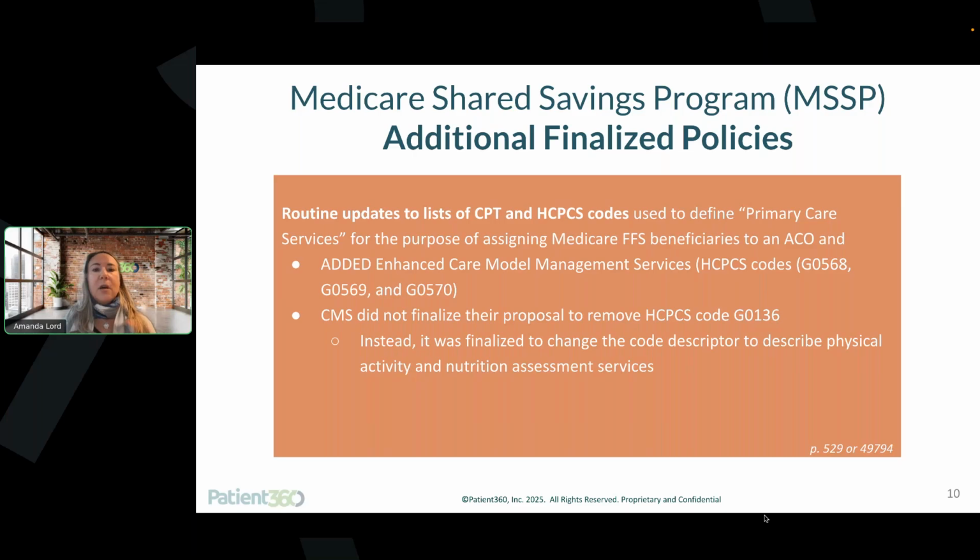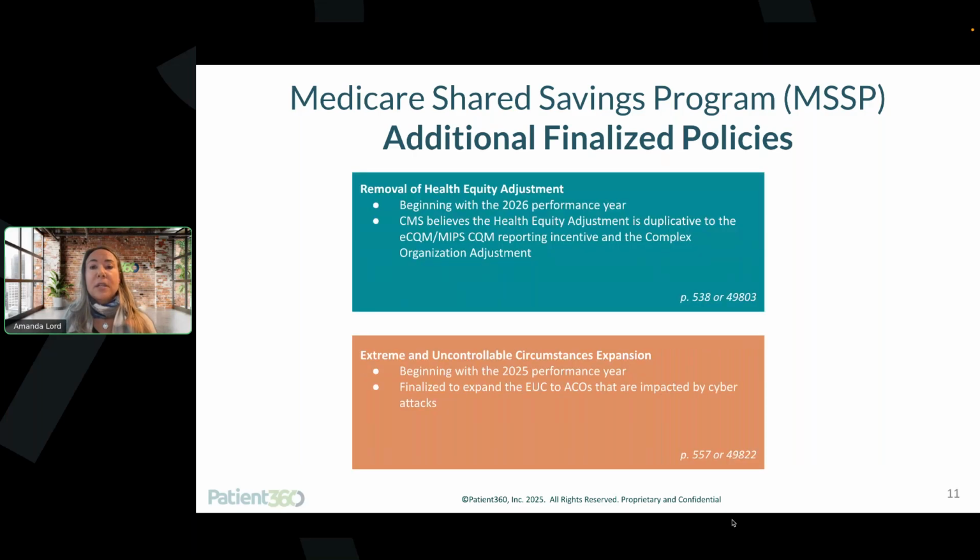Next slide, please. These are just some additional finalized policies. The finalized removal of the health equity adjustment will not retroactively apply to 2025 as proposed. Instead, it's going to begin for 2026.